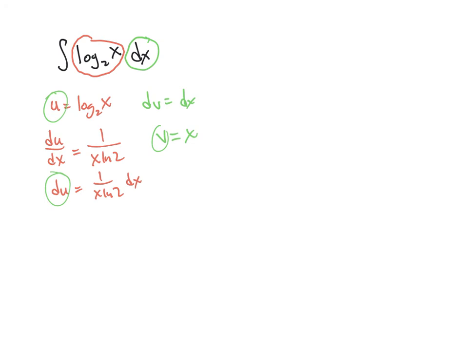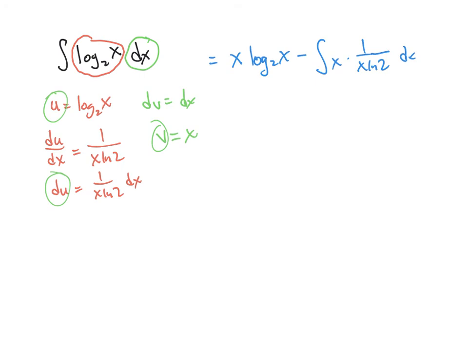And I'm ready to fill in the formula. The formula says that this integral, log base 2 of x, is the same as u times v. So that's x log base 2 of x minus the integral of v, which is x, and du, which is 1 over x log 2 dx.